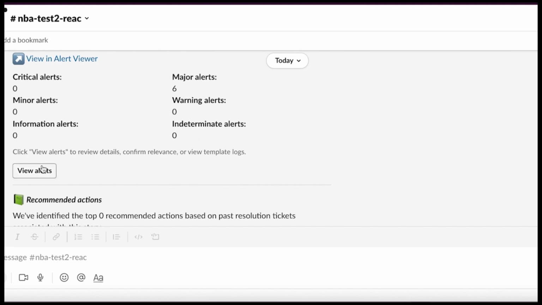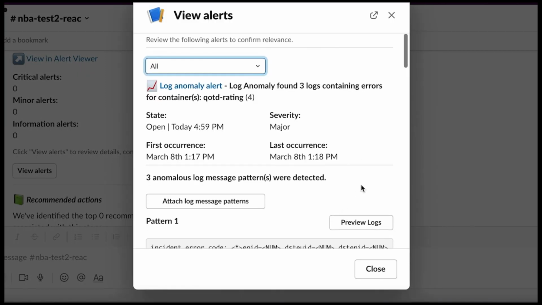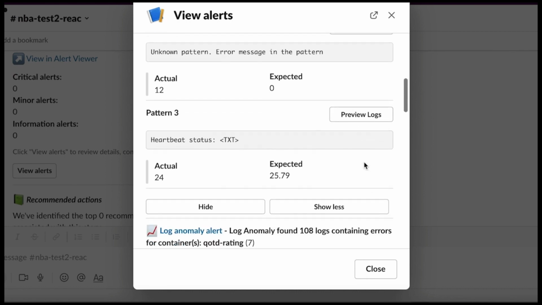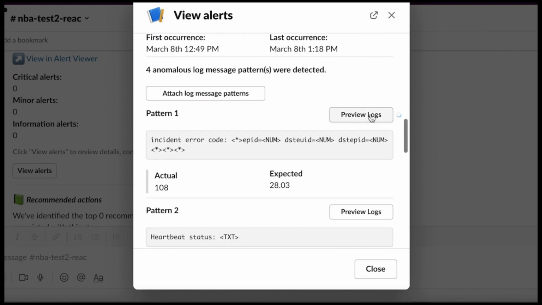Let's see what we have in the next one. We see an alert raised from a component in the QOTD application. Here we see this log pattern with unexpectedly high frequency than was considered as normal, and it's being detected by our natural language log anomaly detection model.